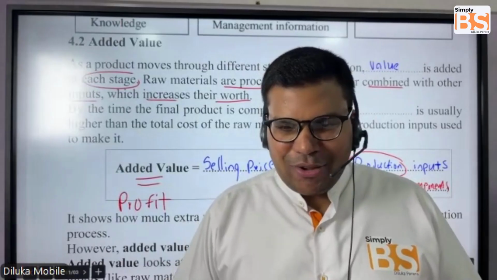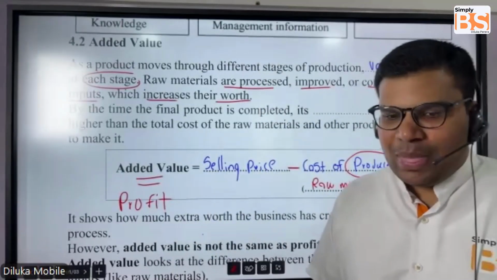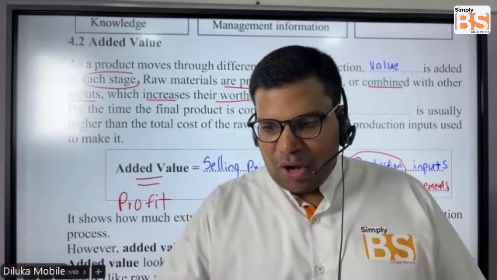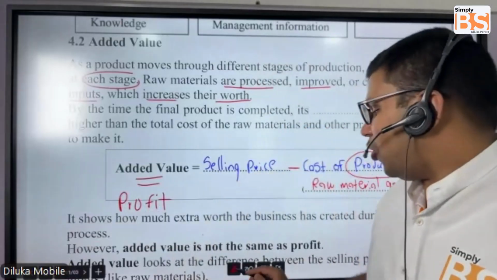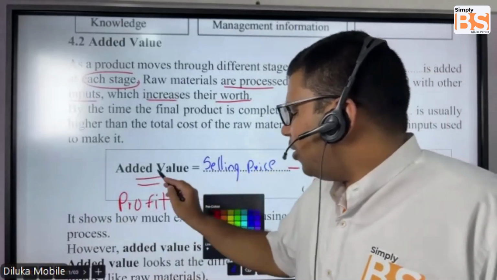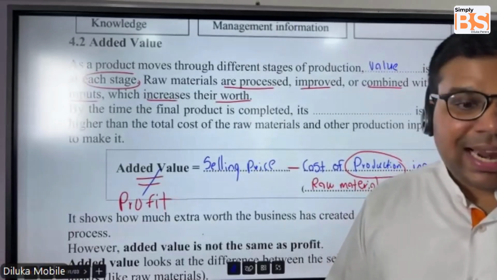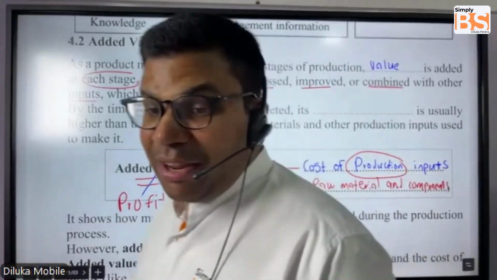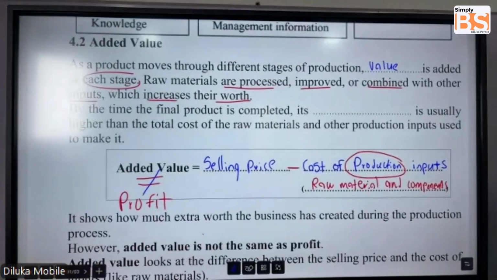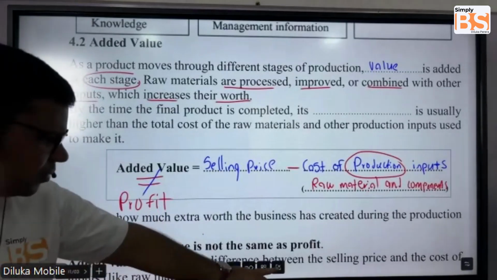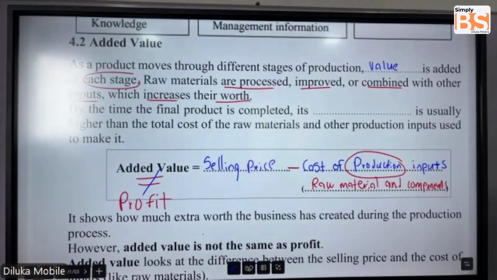Online students, what can you say? Profit and added value, are these the same concepts, or two different? Yes, these are different concepts, not similar. Then what is profit, students? So let's read it. What is profit?